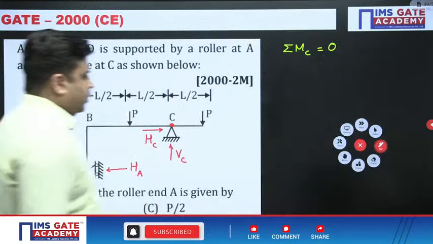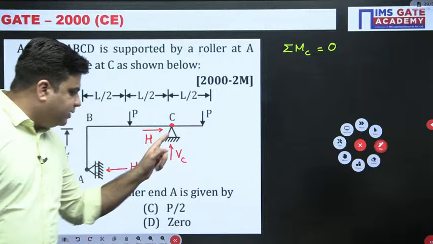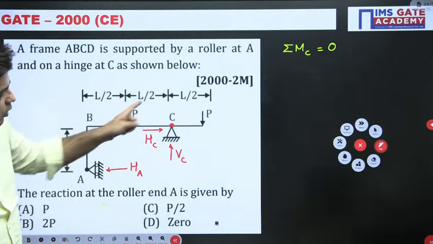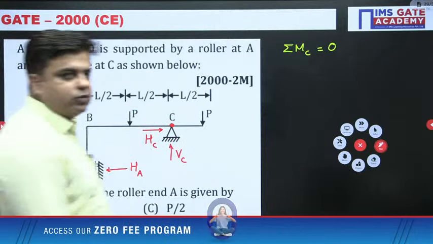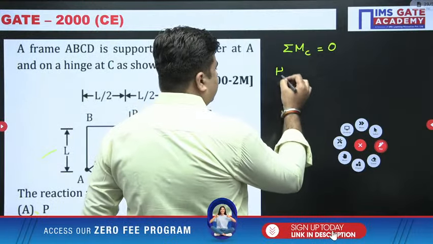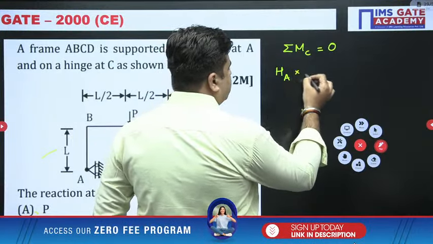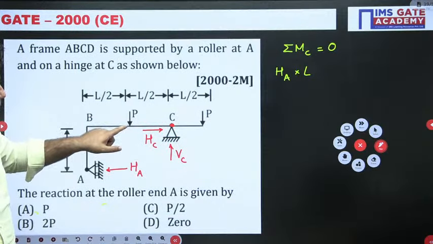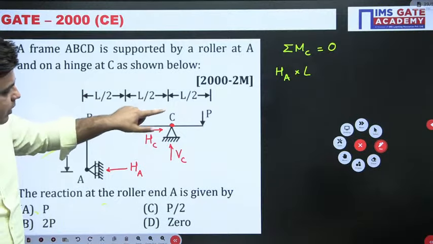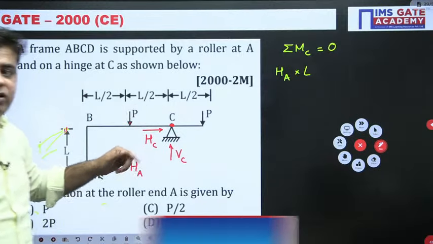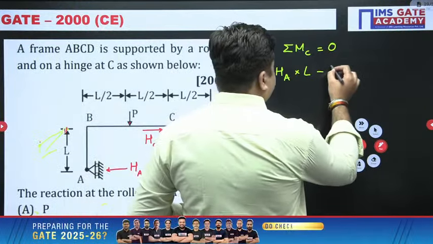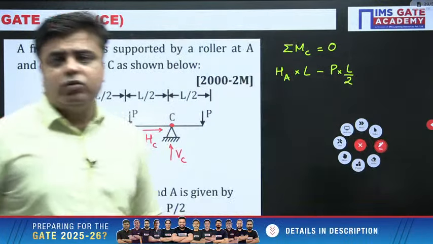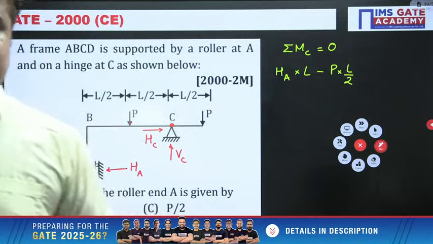Now for writing the moment, I will start from the left side. First, HA into L will give you the clockwise moment about C. So I will write HA into L, giving the clockwise moment. Then you have the anti-clockwise moment due to this load P. Value will be P into L by 2 and it is anti-clockwise. So I will write minus P into L by 2. Total moment is 0.